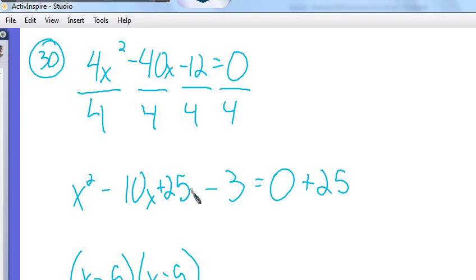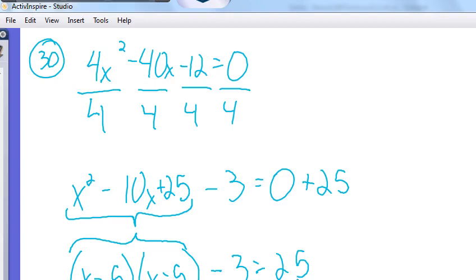So this much right here factors as this, and this minus 3 is still there, equals 25. So we have x minus 5 squared. Add 3 to both sides, you get 28. The ultimate goal of completing the square has been achieved, so that we can now do what? Take the square root of both sides.